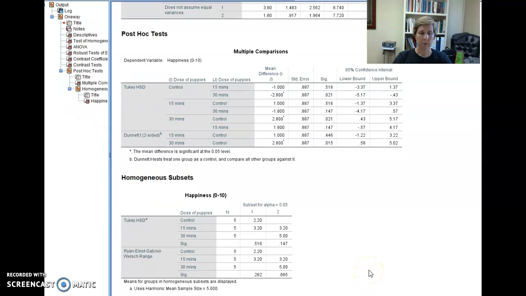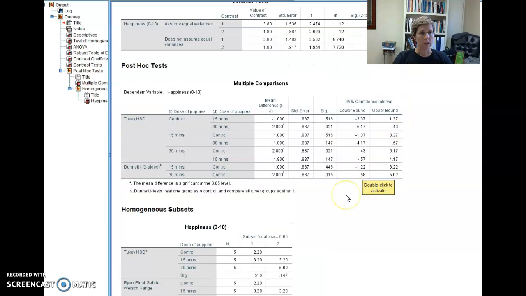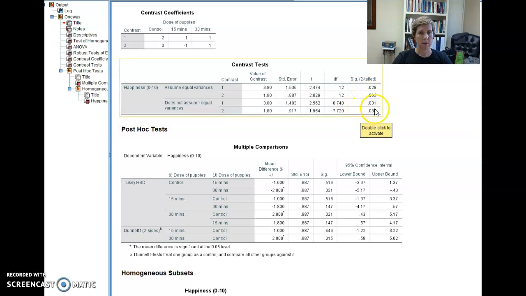And then the last table that you are given, let me move this down, is what's known as homogeneous subsets, and basically it groups together scores that are similar. So in this first one, it's grouping together control and 15 minutes as similar, and 15 minutes and 30 minutes are similar, which kind of goes back to our contrasts up here, that dog therapy of 15 to 30 minutes is still better than the control.